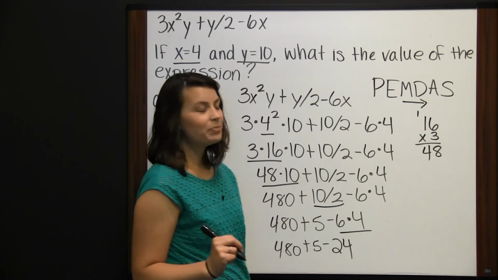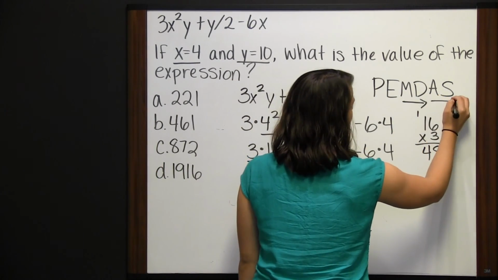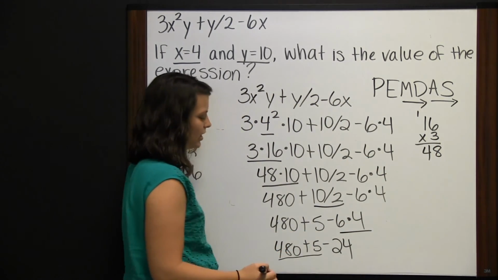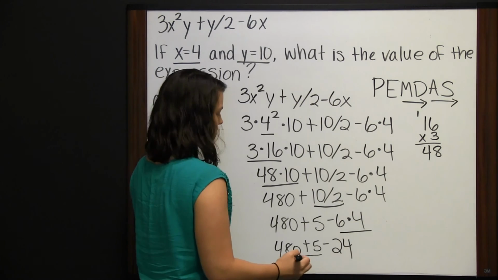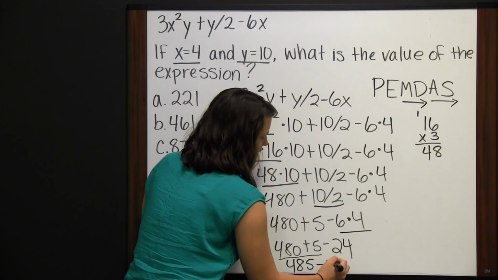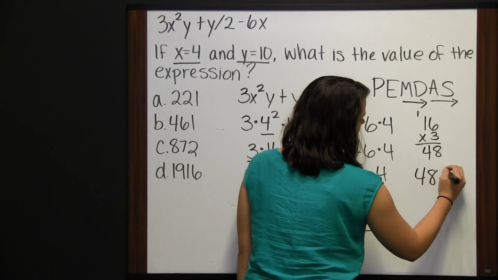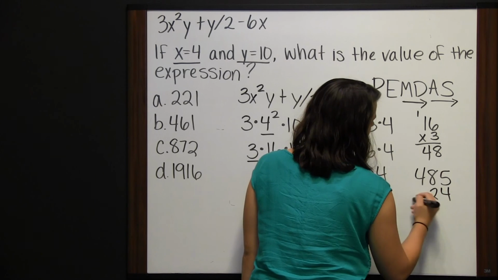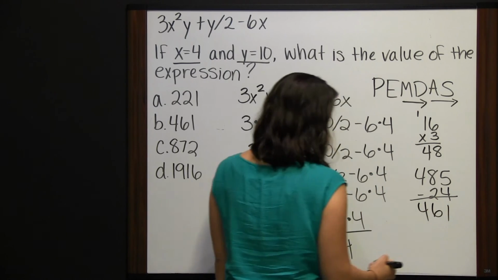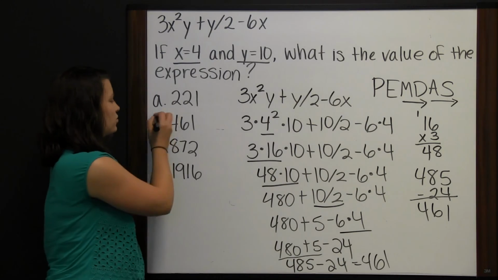Now we need to go back and consult PEMDAS. We're finished with all our multiplication and division, so we're going to do our addition and subtraction from left to right. That means we start with adding 480 plus 5, which gives us 485, minus 24. And 485 minus 24, we can work that off to the side. 5 minus 4 is 1, 8 minus 2 is 6, and we bring down the 4, so we get 461, which is answer choice B.